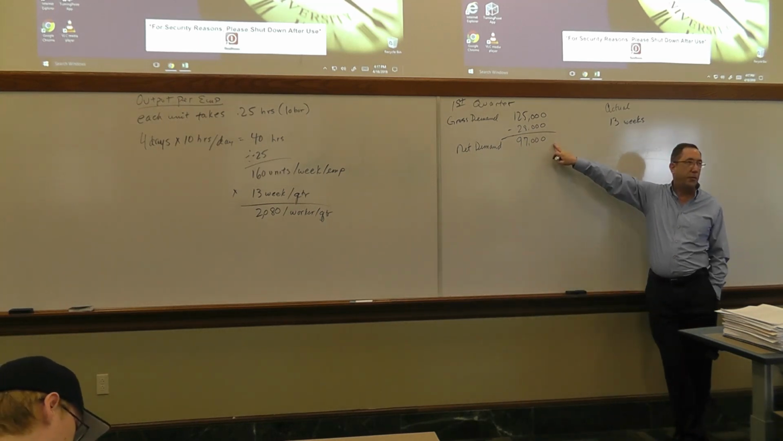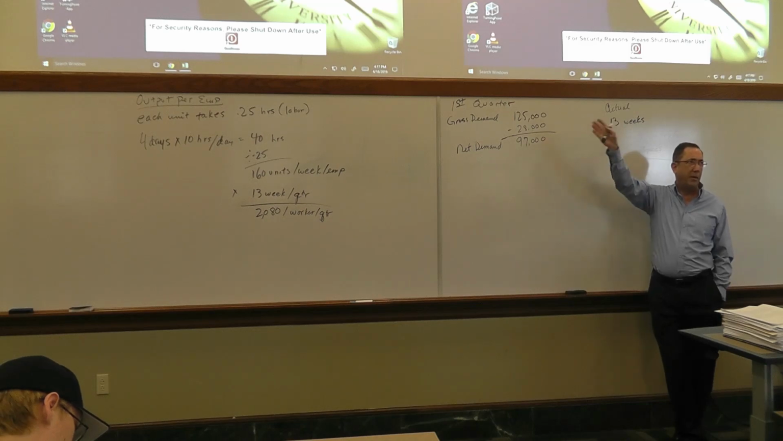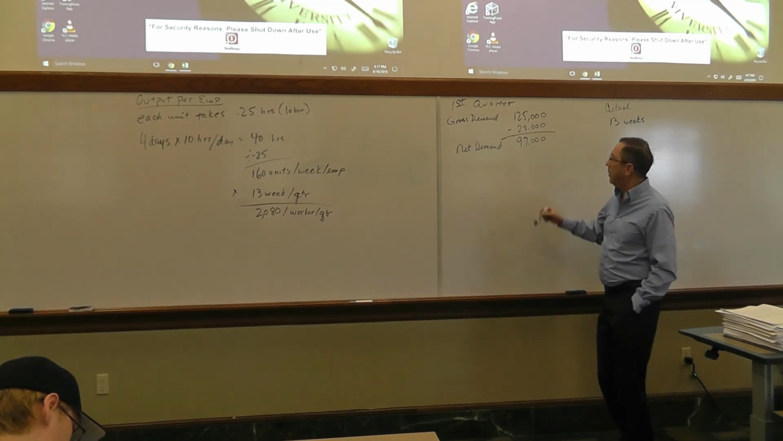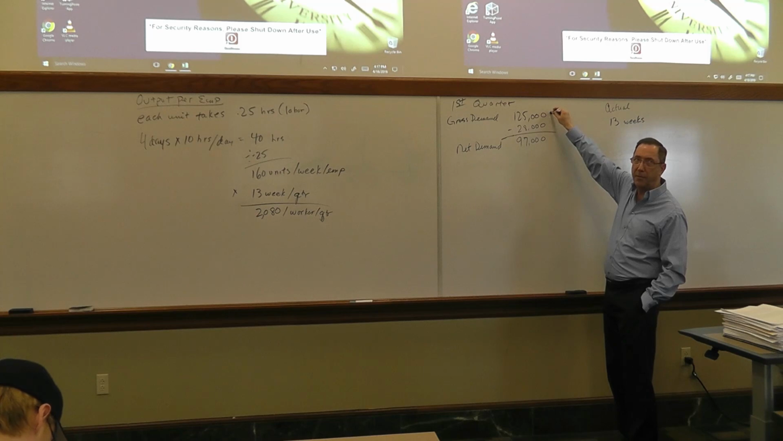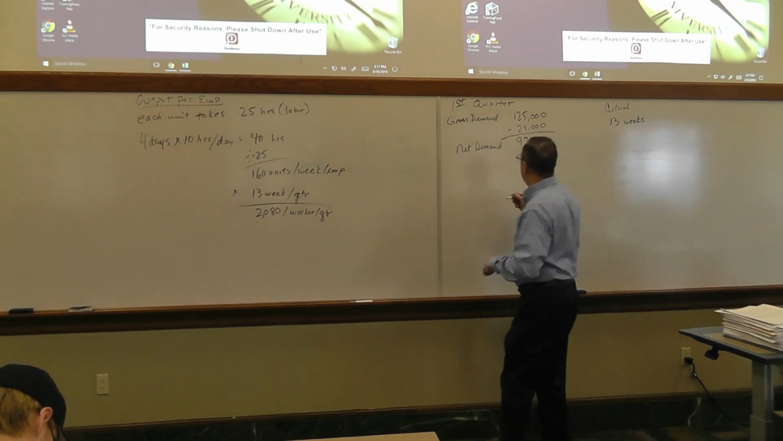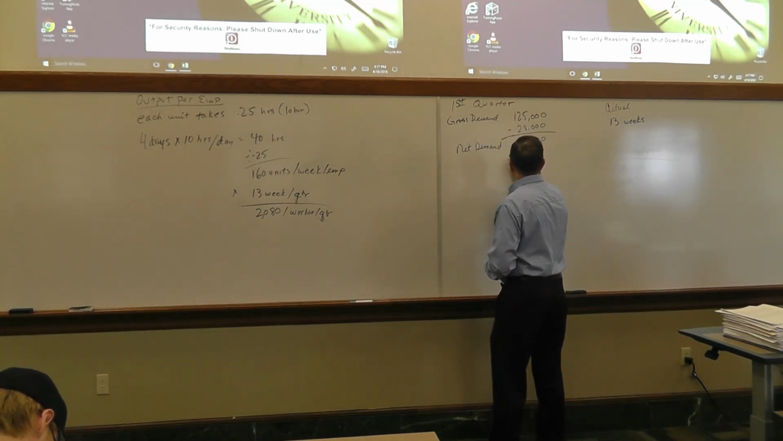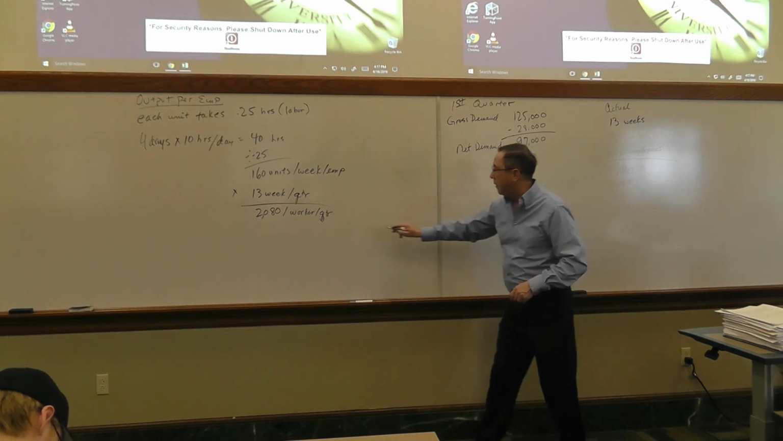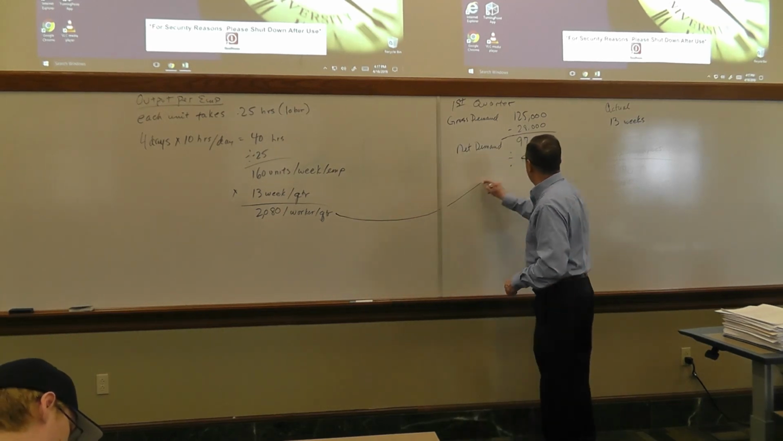My net demand in the first quarter is the same as the net demand in a level plan. It doesn't change. It's primarily a function of gross demand, sales forecast, and our beginning inventory. We would divide this then by our 2,080 per worker.